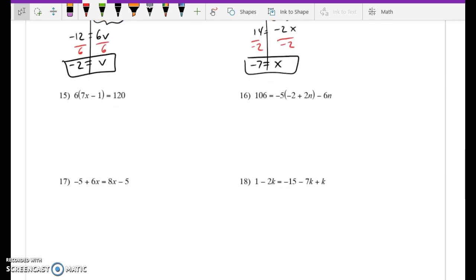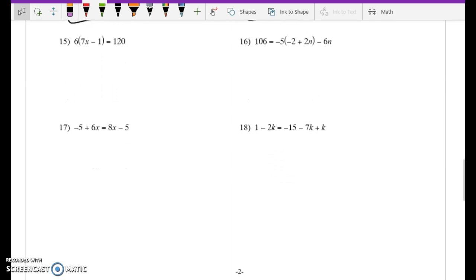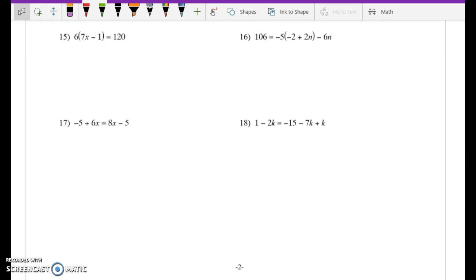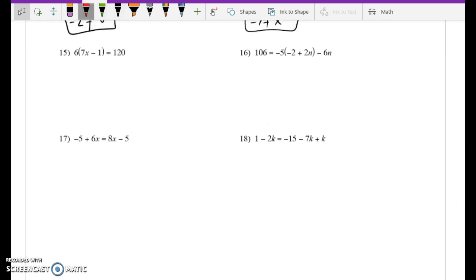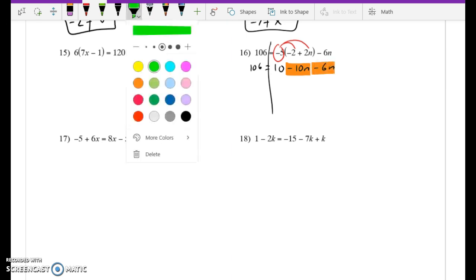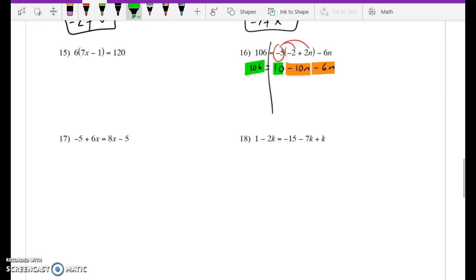15 is the same as the distributing ones, so let's look at 16. We're going to distribute first before we combine like terms. This gives me 106 equals 10 minus 10n minus 6n. I can combine this negative 10n and this negative 6n. The 10 and the 106 cannot combine since they are on opposite sides of the line.